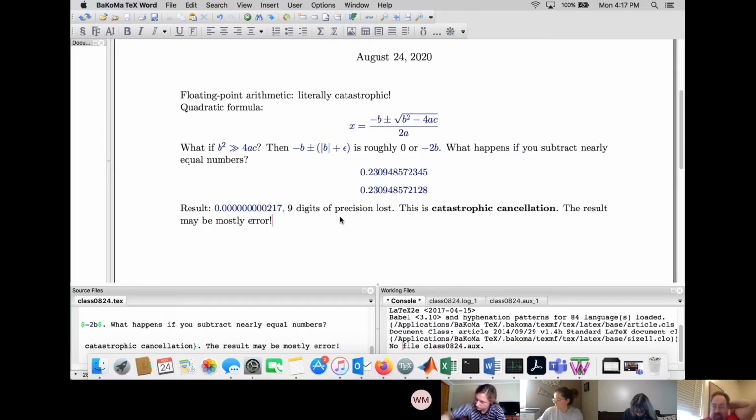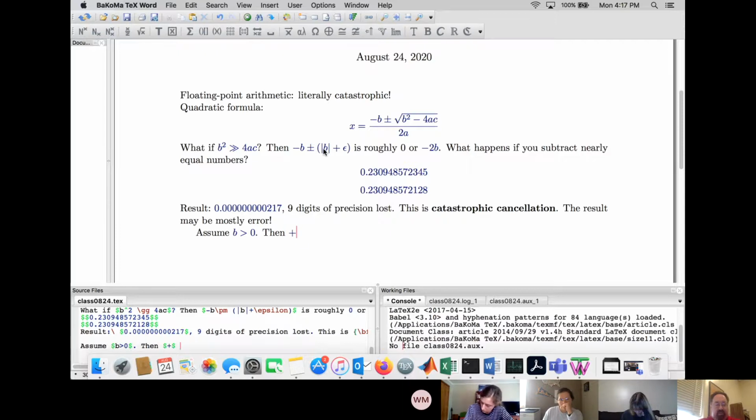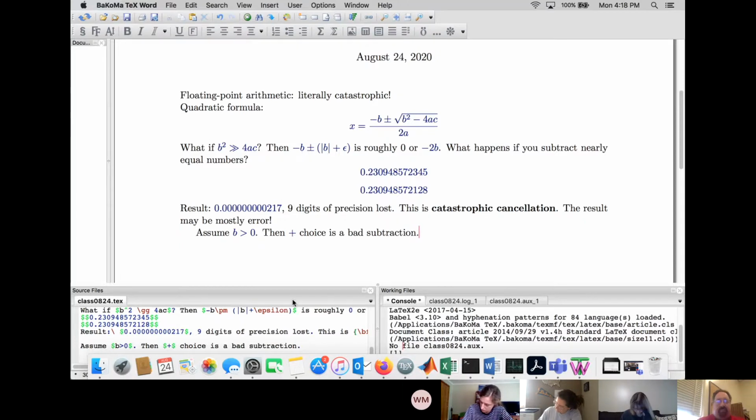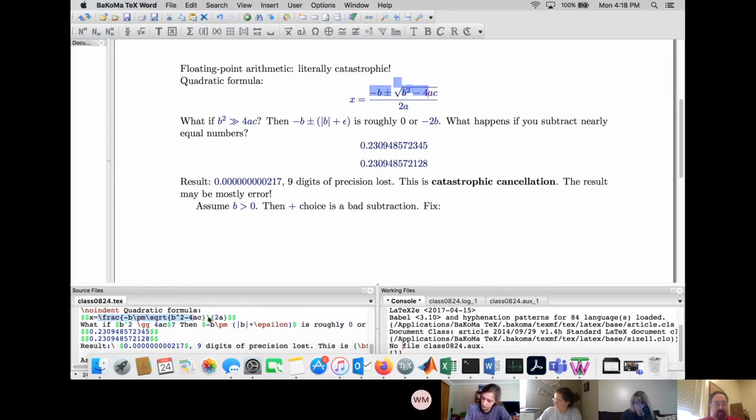So what do you do? That depends on the task you're performing. It turns out that sometimes you can take a formula that seemed fine when you use it on paper, and you might be able to manipulate it to get it into a different form that gets rid of the problematic subtraction. So I'm going to assume that b is positive. So when that happens, it's when we choose the plus sign that we have this cancellation error. Otherwise, if you choose minus, we have numbers of the same sign. Okay, so here's what we do to fix it. I need to copy that original formula.